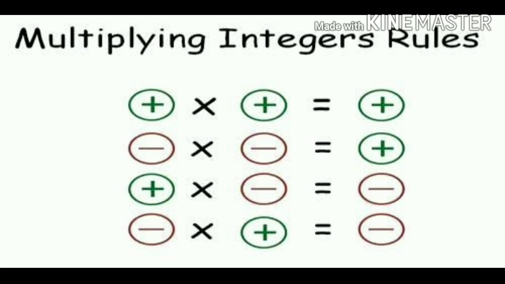When you multiply two positive integers, the product will be always positive. When we multiply two negative integers also, we get the product as positive. And in the last two cases, you can see that when we multiply unlike integers, that is 1 plus and 1 minus, we get the product as always a negative integer. These two rules of multiplication you have to remember.